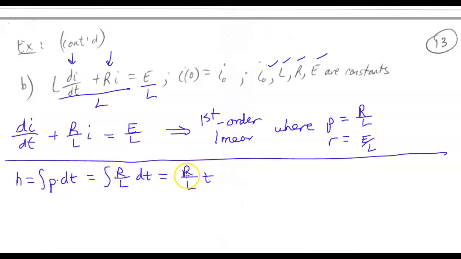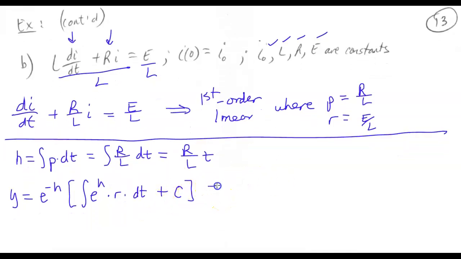So that would be R/L times t, where t is equal to time. Again, we don't worry about the integration constant at the end here because it's immaterial in what we do. So now that we have that, then we know that y is equal to e raised to the negative h times the integral of e raised to the positive h times r dt plus c. And again, I'm using t here to represent time because for this application, it would be looked at in time instead of as x.